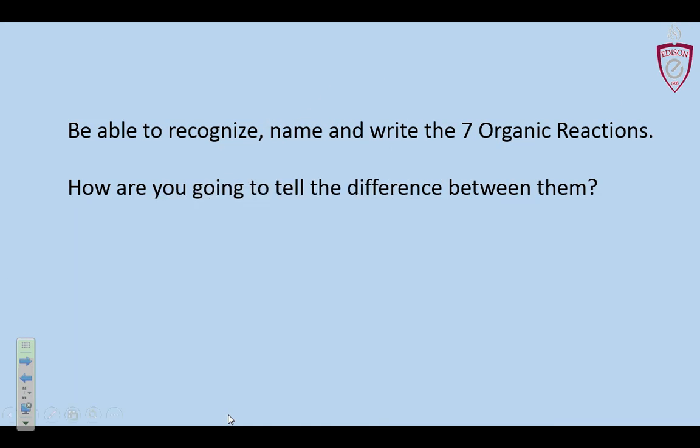But guess what? We're done. You need to be able to recognize the seven organic reactions. When we talk about some of that rudimentary stuff, alkane plus oxygen goes to carbon dioxide and water. That kind of stuff. Recognize the seven. Memorize the seven. Nothing in the reference tables to help us.